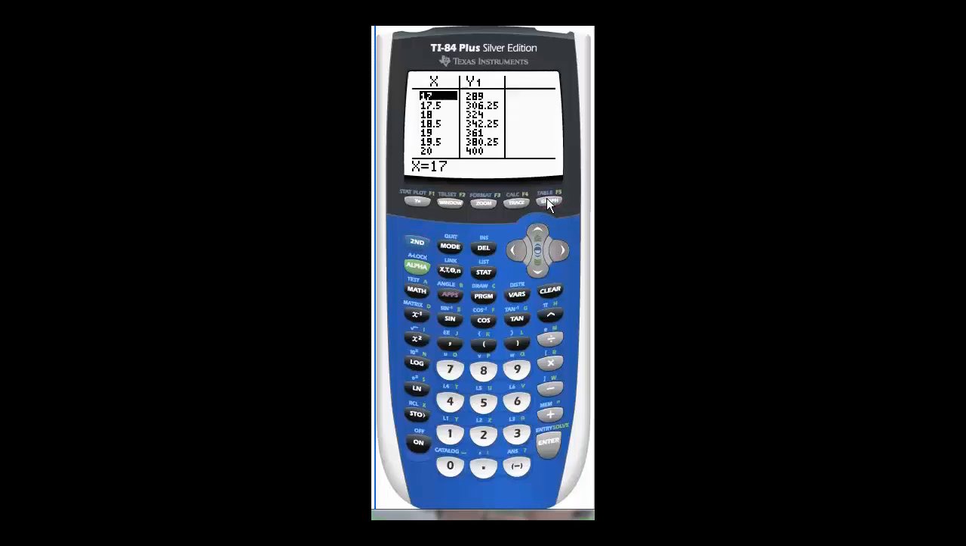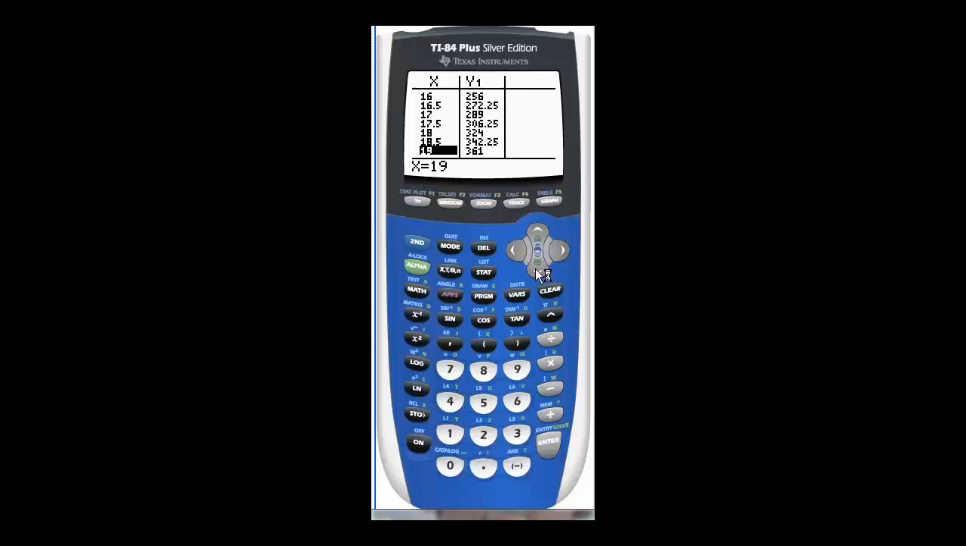Now when we went to table, it starts us right off at 17, and it is going up by 0.5s, and it's giving us those corresponding y values. Remember, our function was x squared. 20 squared is 400, so this does match up with what we should know. I still have the ability to arrow up and down if I wanted to, but it did start us at 17, just like we asked.